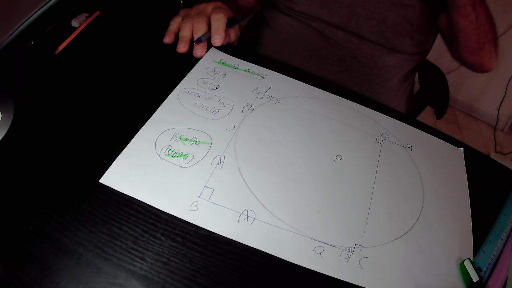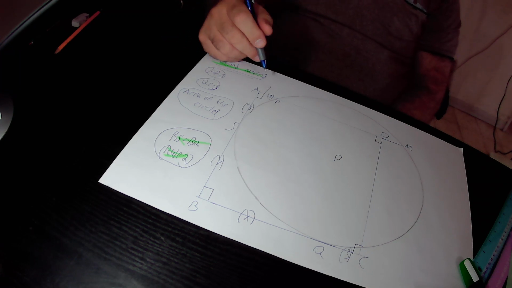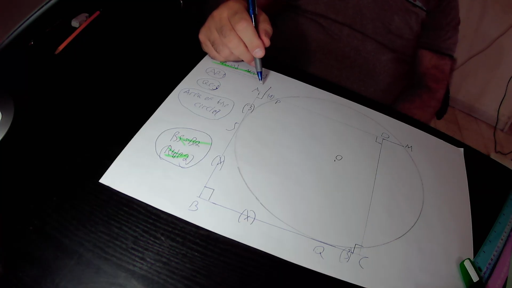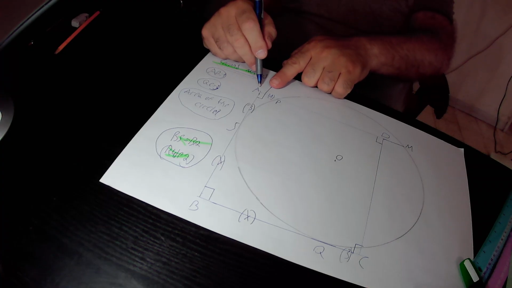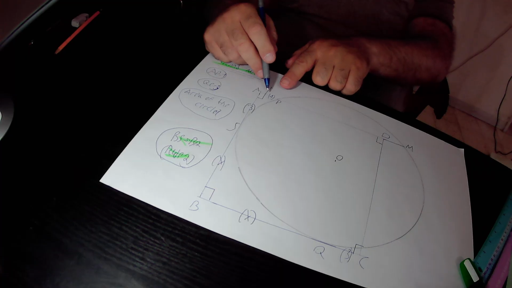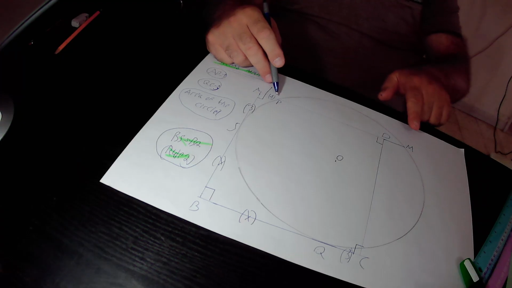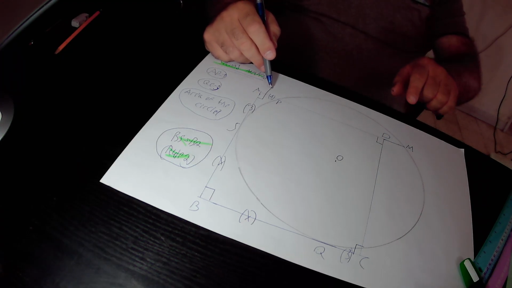In the next step, we'll focus on this common external point, point A. Again, point A is an external point in relation to this circle. From this common external point, point A, we have tangent AS, and from the same point, if we draw a straight line through, it will cut the circle at 2 points, P and M. So from the same common external point, point A, we also have chord PM.